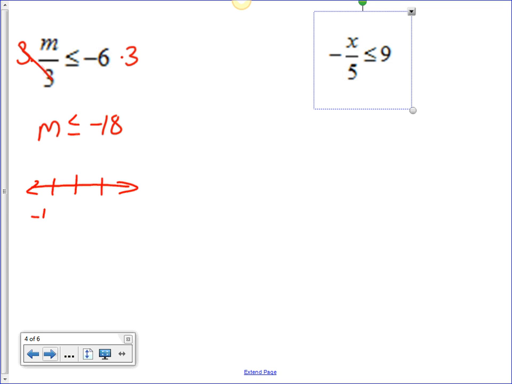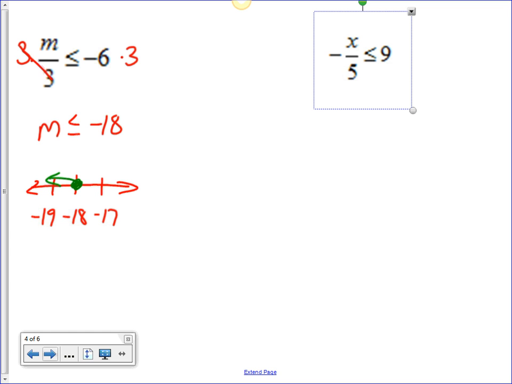Okay, if I were to graph it, negative 19, negative 18, negative 17, I would in this case have a closed circle once again, since we have the equal to with it, and my arrow would point that way, to the left. Okay, next one.